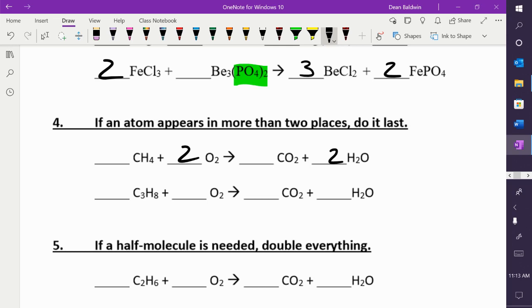C3H8, that's propane, plus oxygen goes to CO2 and water. These are called combustion reactions. We're going to learn those next week. They always produce carbon dioxide and water in a combustion reaction.